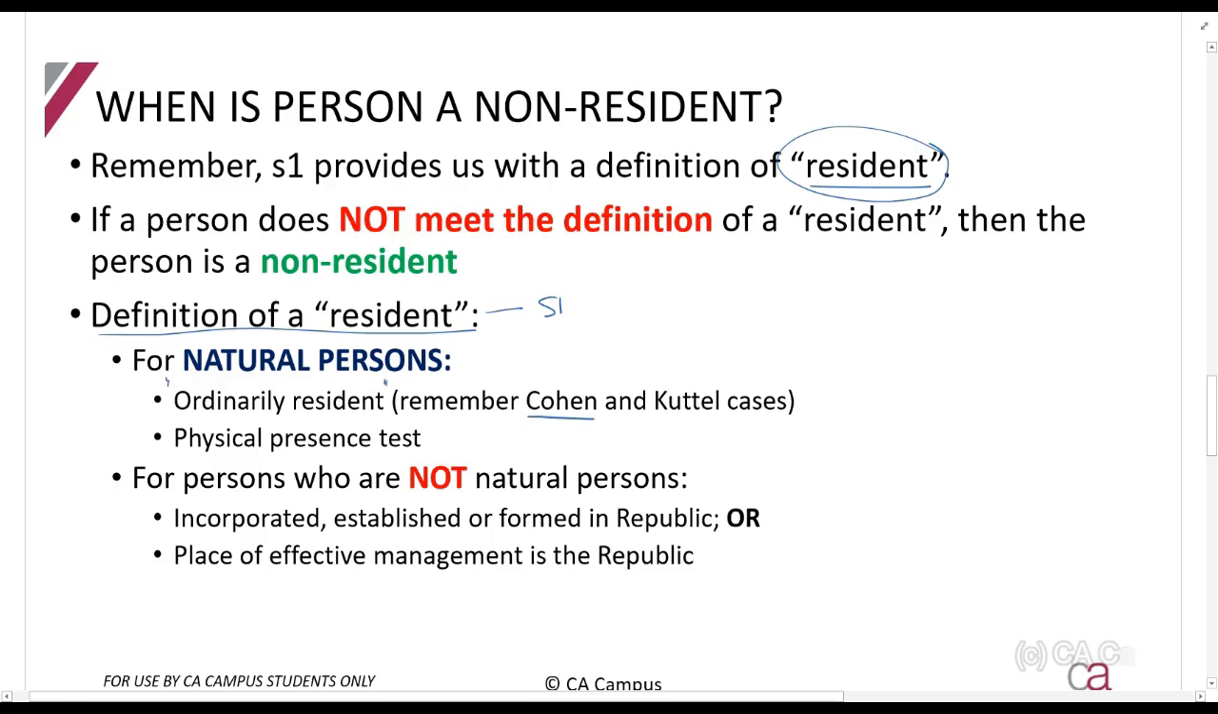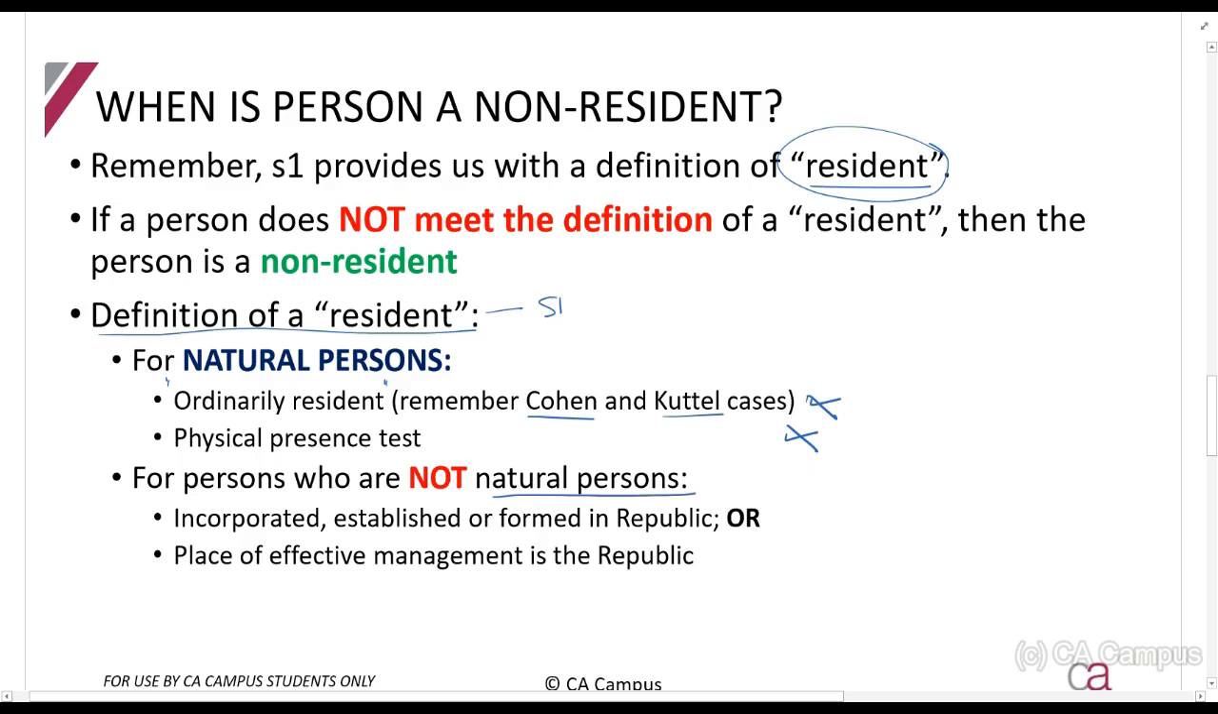And that's where we had the Cohen and Cattell cases. Those are the ones which say you're a resident of South Africa if it's the place you return to from your wanderings, the place that you call your real home, or the physical presence test. So if you tick one of those off, then the person is a resident and therefore not a non-resident. But if both of those are not met, then the person is a non-resident.